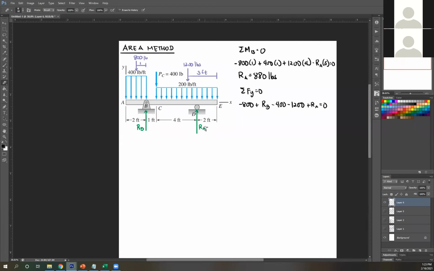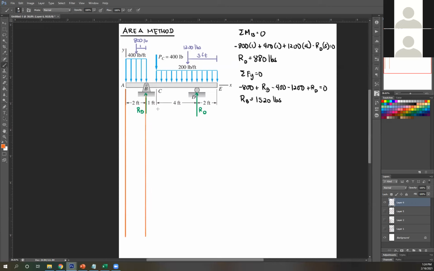Solving, oh, why did I call that RA? That's RB. RB. Solving for RB, you get 1,520. Okay, let's draw. So again, you're gonna create a line for every slide load.